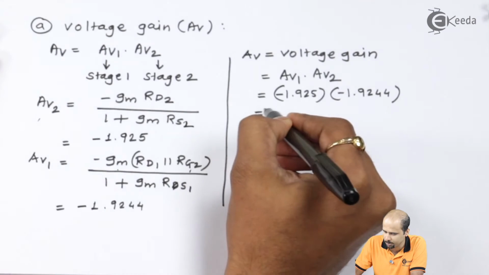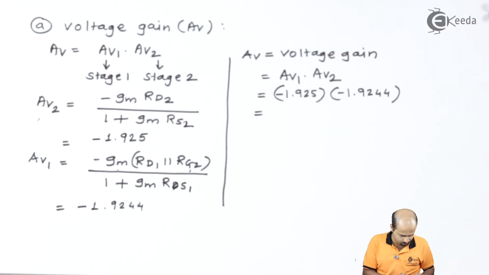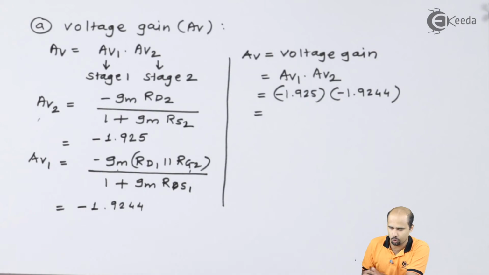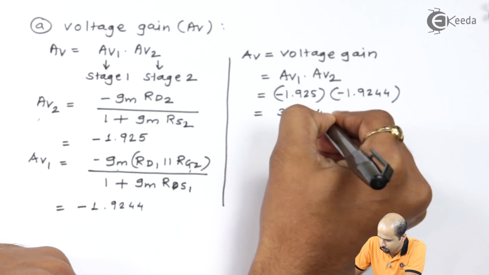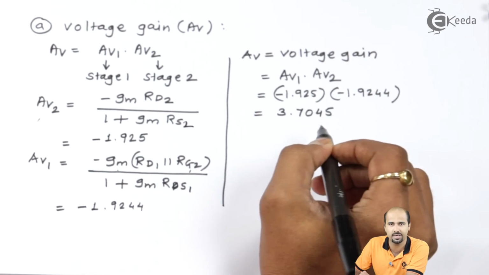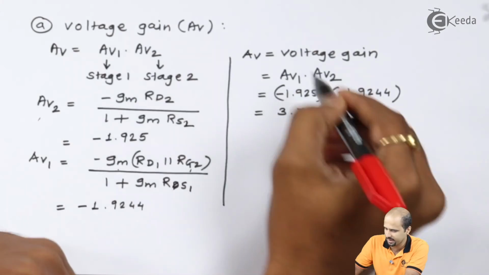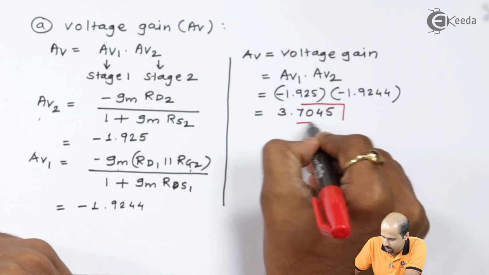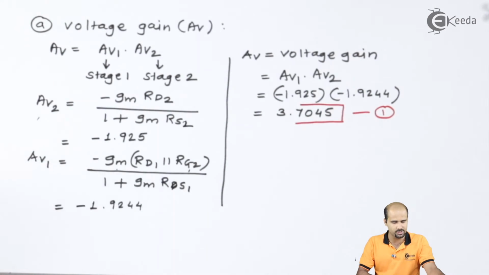So let's have the product of these two values. We will be getting the value as 3.7045. That is the expected voltage gain for your multi-stage amplifier. So we'll say that your first finding is with me and I'll give you equation number 1. Let's move to the second finding.